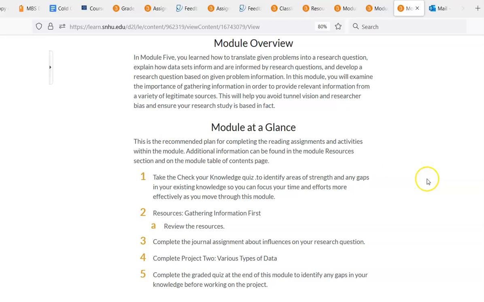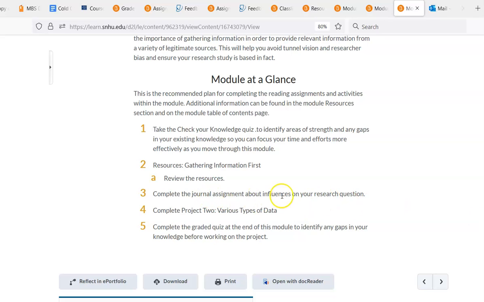Okay, so at the module at a glance, you check your knowledge quiz. You've got some great resources. You do your journal assignment about influences on your research question. We'll look at that rubric in a second. Complete Project 2, the various types of data, do the same, and there's a graded quiz at the end.